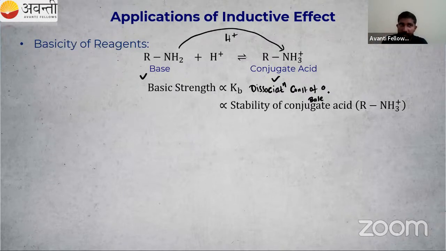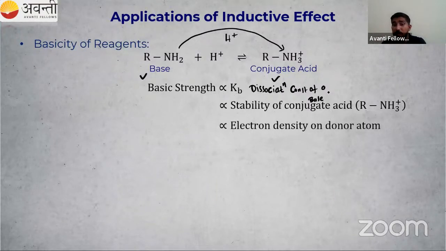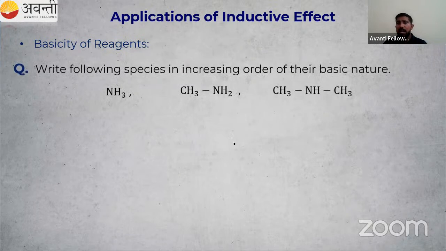So to explain the basicity of a reagent, we can explain in terms of stability of the conjugate acid. How to explain the stability? It is based on electron density, or I can say it is based on plus I effect. So acidic strength is proportional to minus I, and basic strength is proportional to plus I. Somewhat confusing, right? So we have to take an example and explain that.